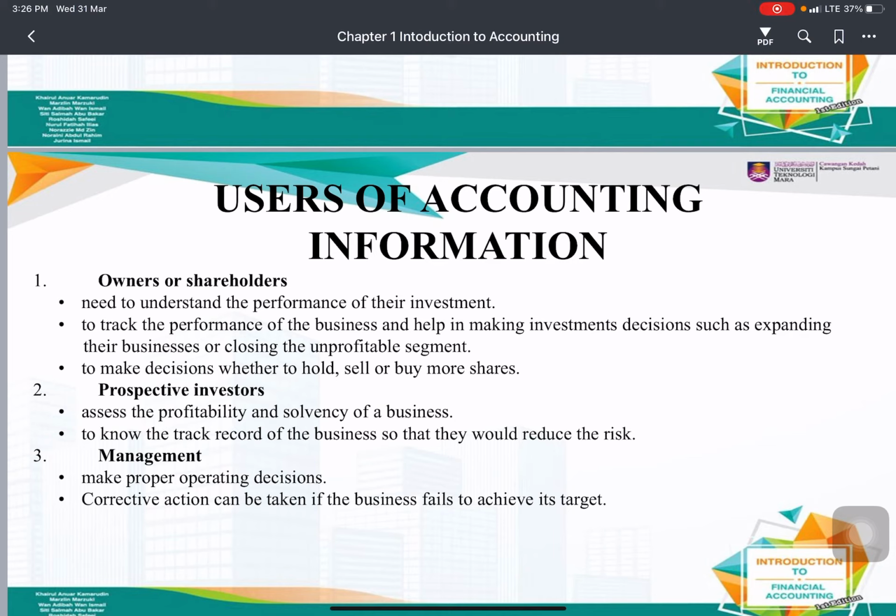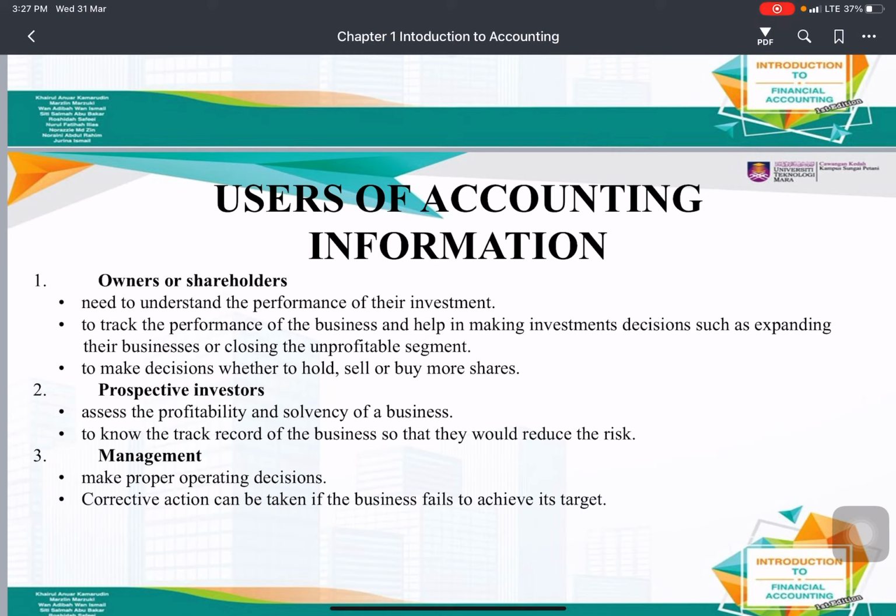All right, it's also used by prospective investors. For example, I'm currently not a shareholder, but I am interested in investing in the company, so I also need the financial or accounting information to decide whether to invest or not. I would like to assess whether the company is profitable or not. Is there any solvency issue with the business? Is there any risk and so on? All right, so I have to know before I make a decision to invest or not to invest.